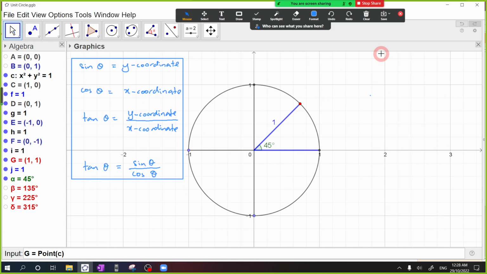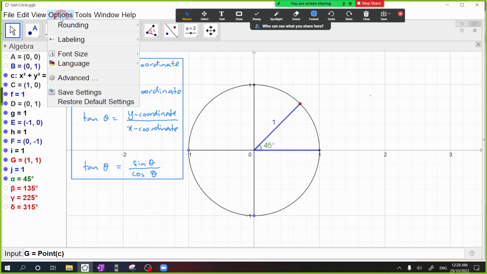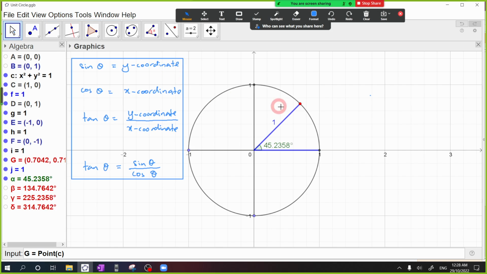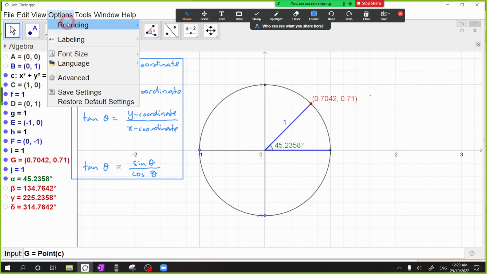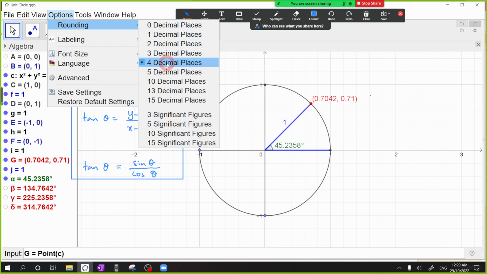Okay, so maybe you are now feeling a little bit confused. Sine theta is equal to the y coordinate, cosine theta is equal to the x coordinate. What does this mean? Okay, let me show you this one. Now, you look at my coordinate over here. Now look at this point. You have a unit circle. The coordinate of this point is 0.7042 and 0.71. I just set the accuracy to 4 decimal places.